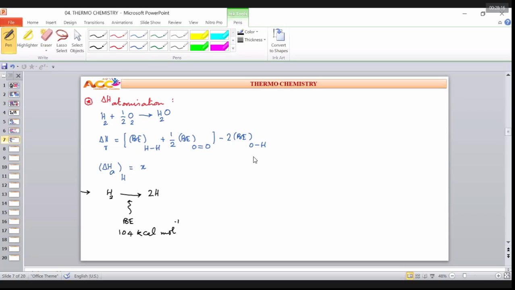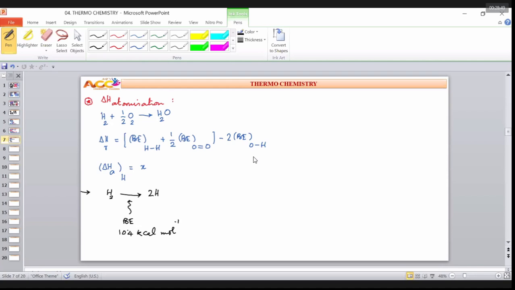What is the physical meaning? When you supply 104 kilocalories of energy to hydrogen molecules, 1 mole of molecules will have breakage of their 1 mole of bonds. That is the physical meaning that we have to understand. This is one side of the photograph. The other side of the photograph is, no sir, if you supply 104 kilocalories of energy, 2 gram atoms of hydrogen are formed.